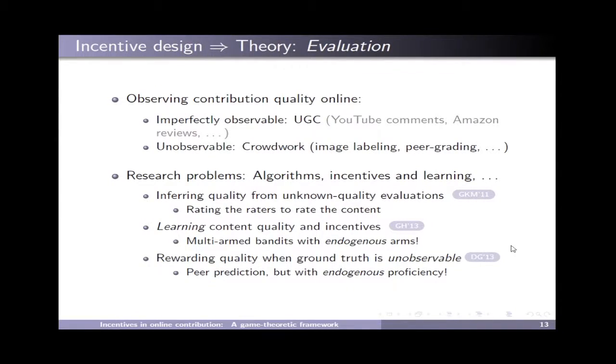You get questions about, again, rewarding quality when the ground truth is unobservable, which I talked about. That's a problem that arises in crowd work, but also more specifically in peer grading. If you have a whole bunch of students peer grading a homework assignment, how do you reward them for doing a good job when you don't know what a good job would have been on that assignment? So this was a case where thinking about incentive design in online contribution environments leads to interesting new theoretical problems.